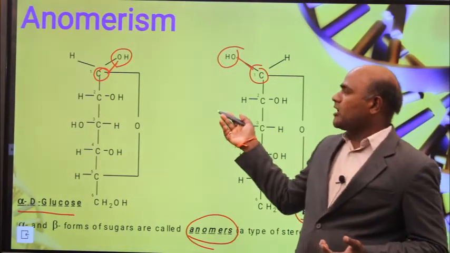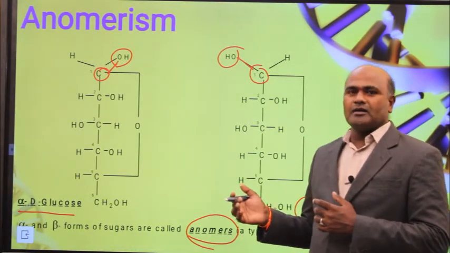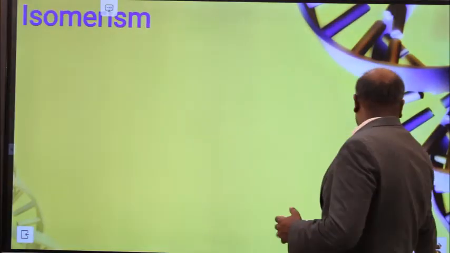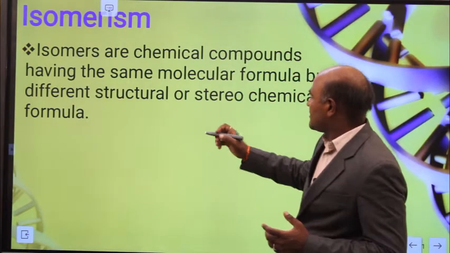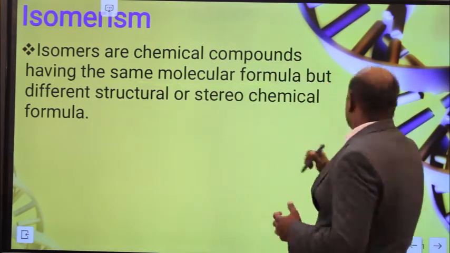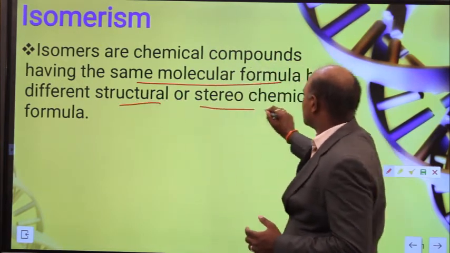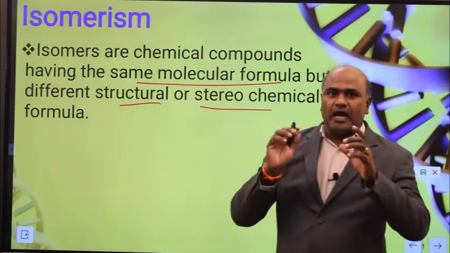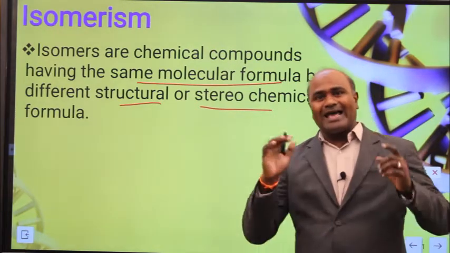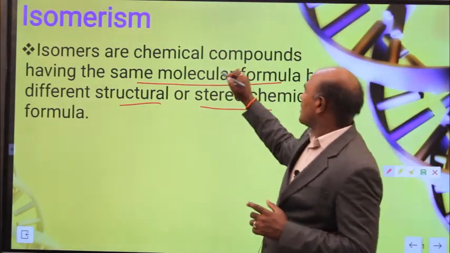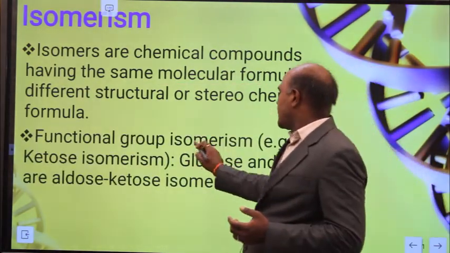So you need to remember that in anomerism, if the OH is attached to the right side it is alpha, and if the OH is attached to the left side it is beta. What is isomerism? Isomers are chemical compounds that have the same molecular formula but different structural and stereochemical formulas, and different functional groups.